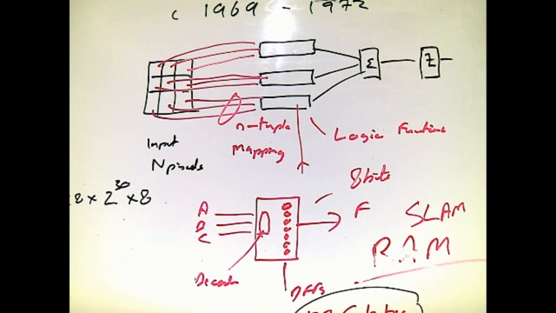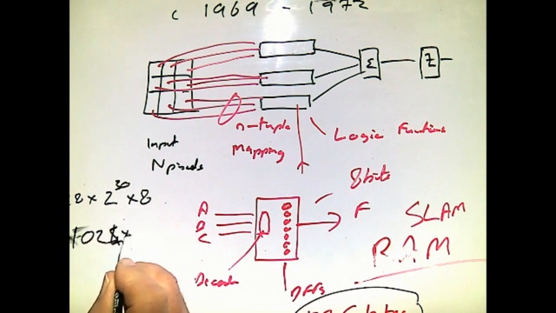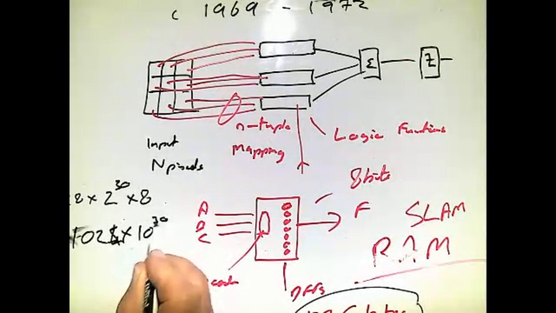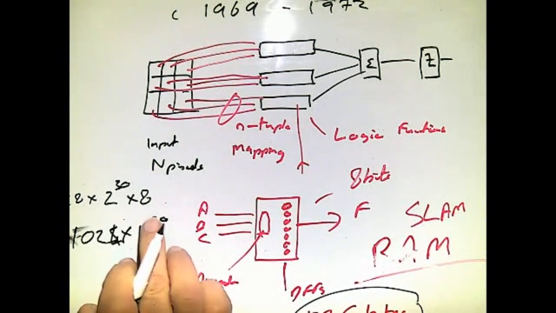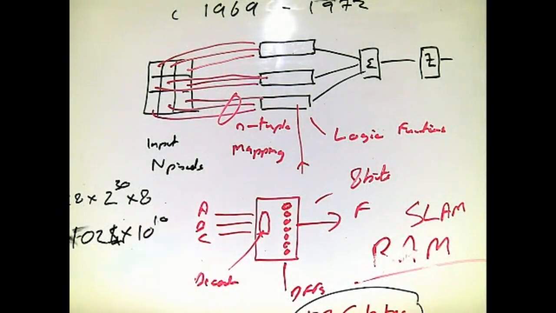1024 times 2 to the 30. 1024 times, sorry, 1024 times 2 to the 30. Oh, 10 to the 10. Yeah, that's approximately. Hell of a lot of bits.